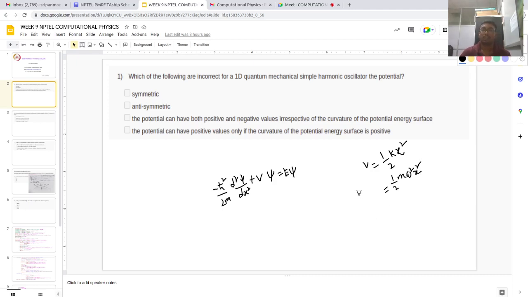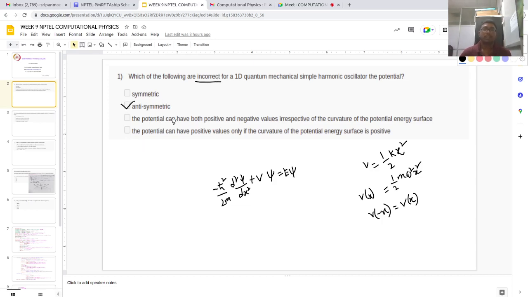As you see, this is a function of x, right? Since it depends upon x squared, it depends upon a power of x which is even, right? The power is 2, so this is even. So we can say that V of minus x, if we take a minus sign with x, will be equal to V of x. That means it is symmetric. It is asking for the incorrect statements, so antisymmetric is an incorrect statement for this potential.